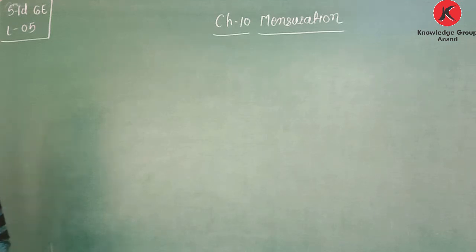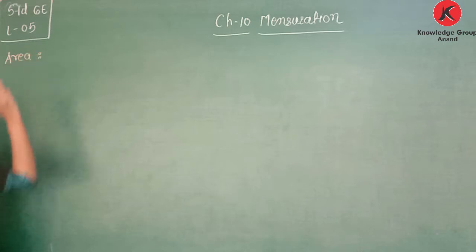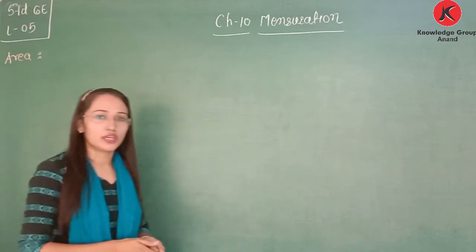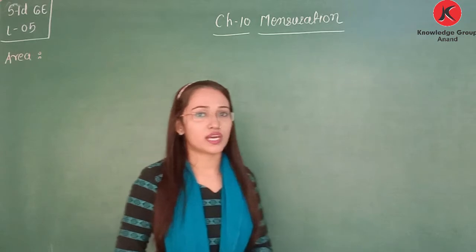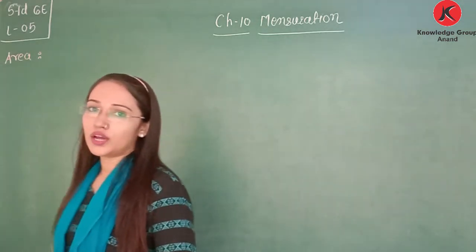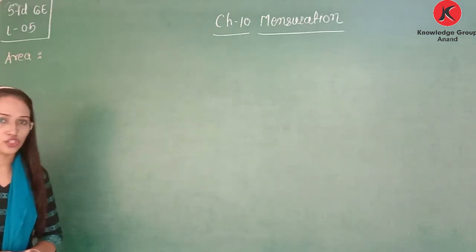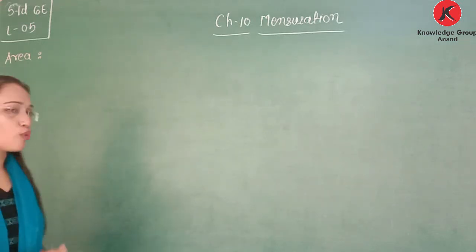Now today we will learn about the area. In the previous standard, in 5th standard, you already learned about the area. You learned two equations, that is area of a square and area of a rectangle. Also you learned one more method in which you find the area using square sheet paper. So here we will learn both methods.